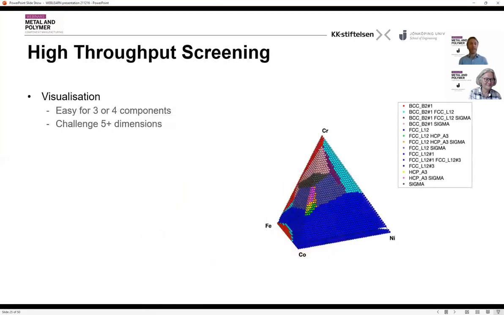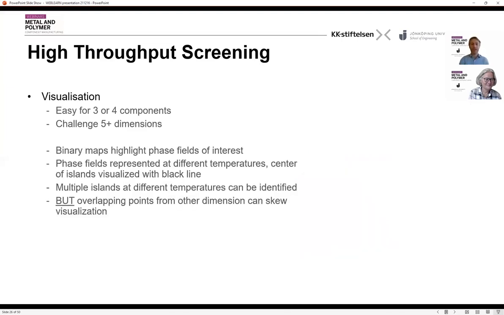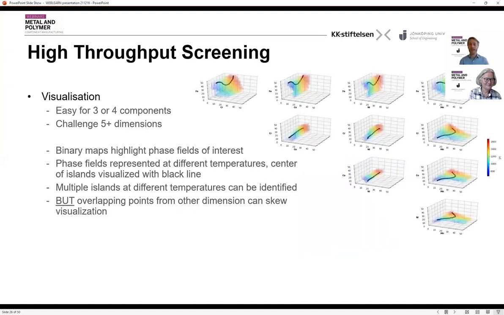When it comes to visualization of the data from our high throughput screening, this is relatively easy for 3 component systems. That's our standard ternary alloy. 4 component systems, we can even plot in a quaternary diagram, which we have now modeled, and we can pull out where all phases sit within the quaternary system. But this starts to become a significant challenge for 5+ component systems, that is, starting to look in multi-dimensional space. What we do is we start to look at binary maps, and this is basically just to highlight the regions of interest for us.